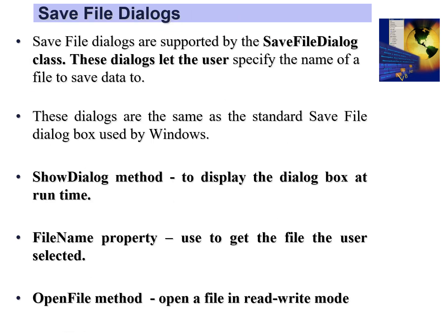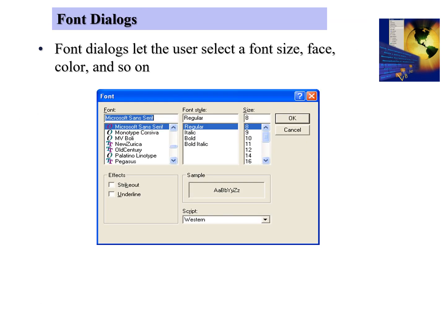Let us see the save file dialogs supported by the SaveFileDialog class. These dialogs let the user specify the name of the file to save data to. These dialogs are the same as the standard save file dialog box used by Windows. The ShowDialog method helps to display the dialog box at runtime. The FileName property is used to get the file the user selected. And the OpenFile method opens a file in write mode.